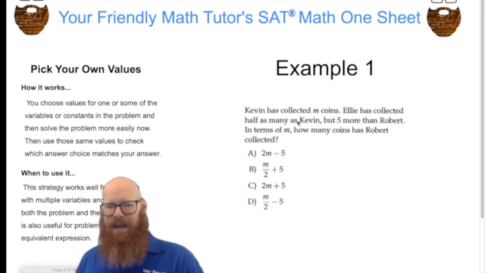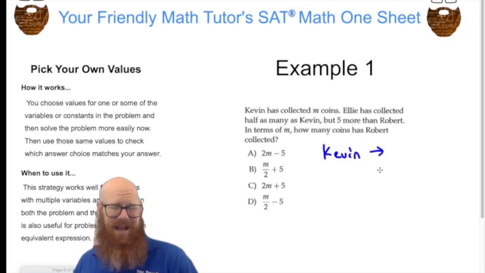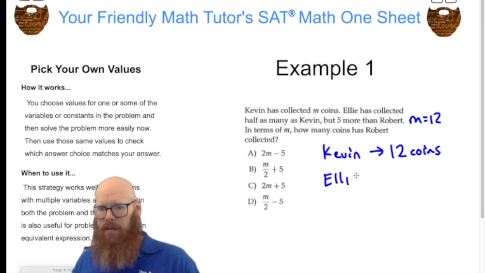So here we've got Kevin has collected M coins. But instead of it being M coins, let's say I just pick a value. So I'm going to say that Kevin has 12 coins. So we are deciding in this problem that M equals 12. So Ellie has collected half as many. Well, it's a lot easier to now think of half as many because half of 12 is just 6.